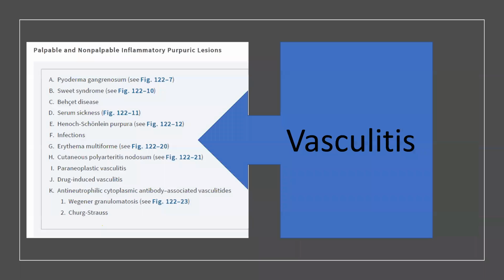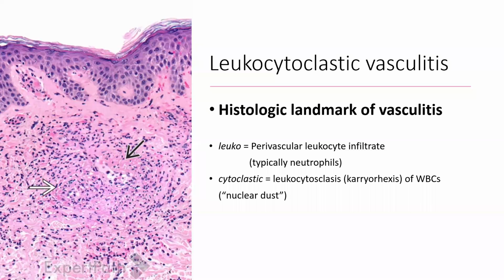This brings me to the next set of purpura, the palpable and non-palpable inflammatory lesions. When you think inflammation, this is essentially vascular disease, or specifically cutaneous vascular disease. The histologic landmark of vasculitis is leukocytoclastic vasculitis, and you can break the word up. Leuko means a perivascular leukocyte infiltrate, typically of neutrophils, and cytoclastic refers to leukocytoclasis. I actually think it's karyolysis rather than karyorrhexis, and it can be seen histologically as nuclear dust.